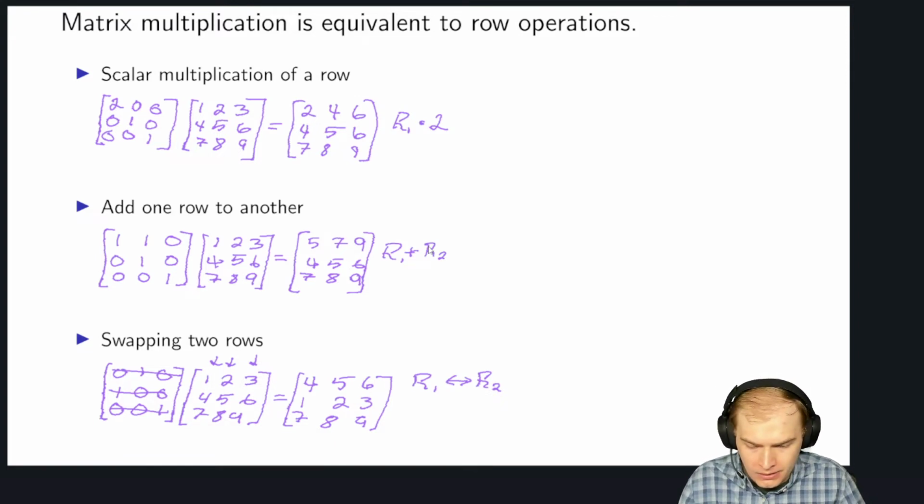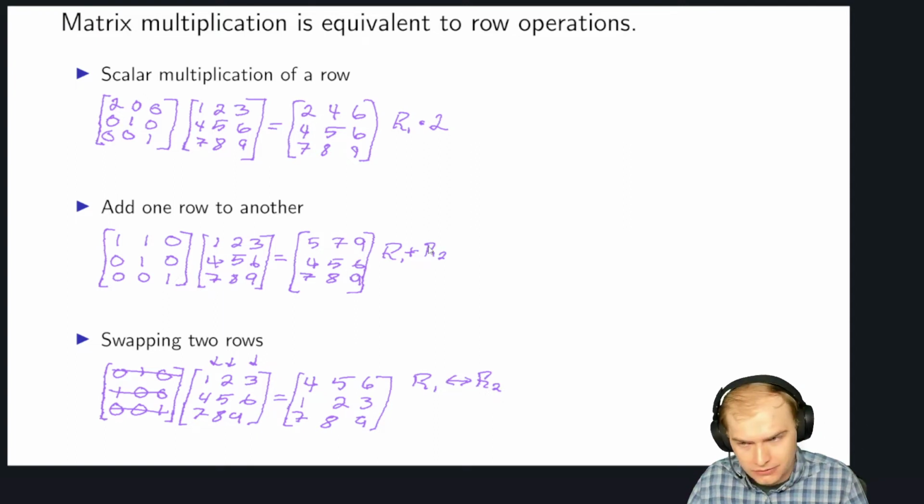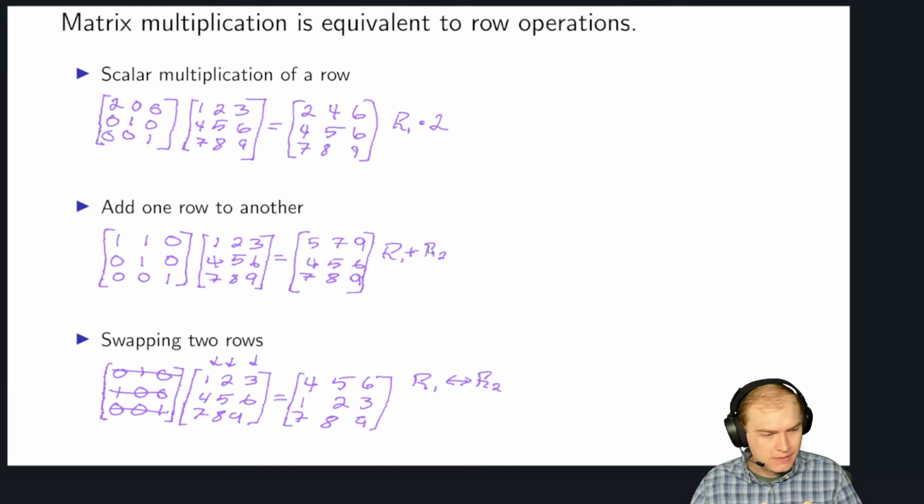So any of our row reduction techniques can be interchanged with matrix multiplication and vice versa. Correction: not quite vice versa, because this only works for square matrices. If you're multiplying a matrix by a square matrix, we can replace that with a series of row operations.